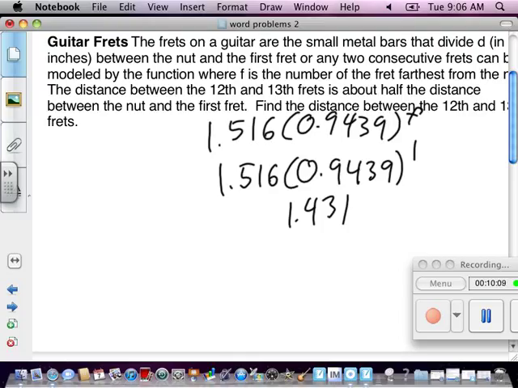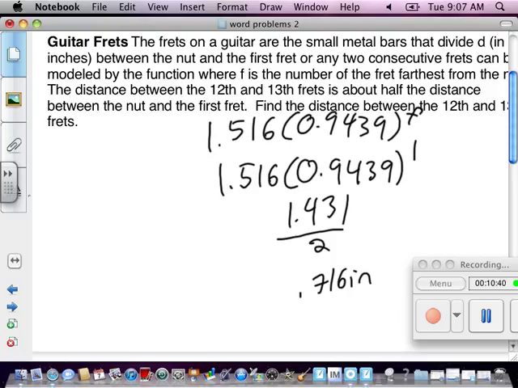And then how am I going to figure out between the 12th and the 13th if it's half as long? Anybody? If it's half as long as this, how do I figure that out? Am I adding, subtracting, multiplying, dividing? I heard it. Say it again. Dividing by 2. You take half of it. We get 0.716 of an inch.